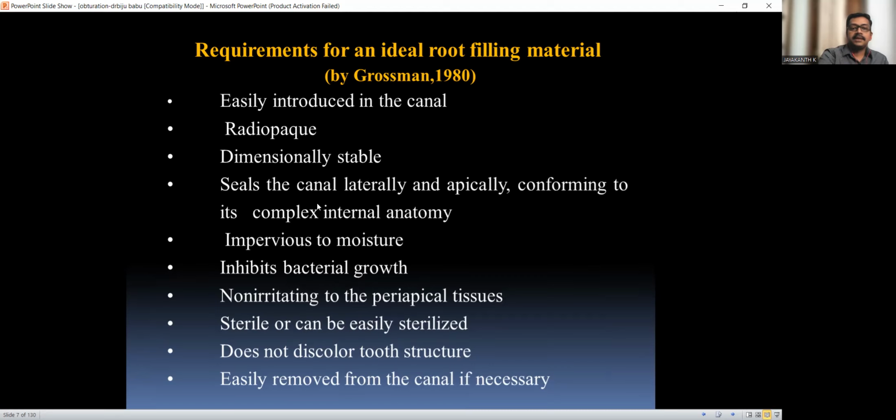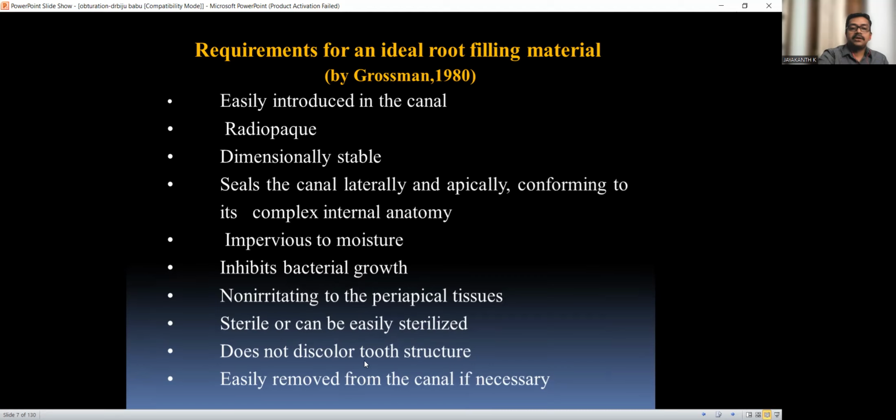The next point is it seals the canal laterally and apically, conforming to its complexity and internal anatomy. An ideal material should seal the canal laterally and apically, conforming to its complex internal anatomy. And the material should be impervious to moisture. Also it should inhibit bacterial growth, and it should be non-irritating to the periapical tissues. It should be sterile or can be easily sterilized.